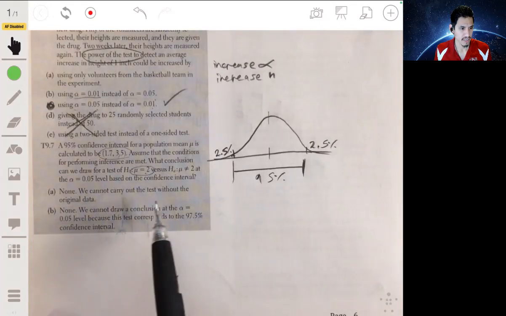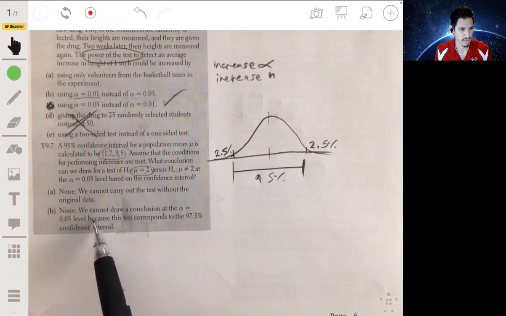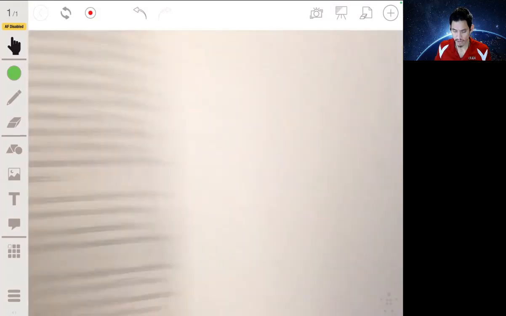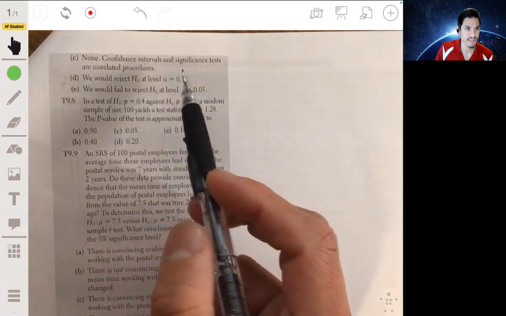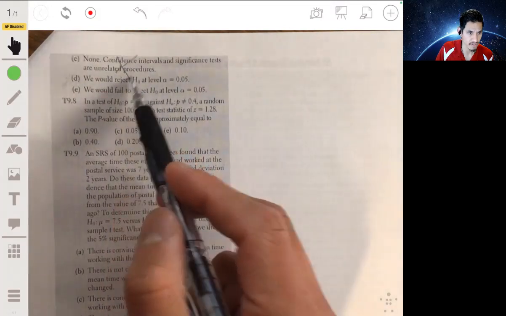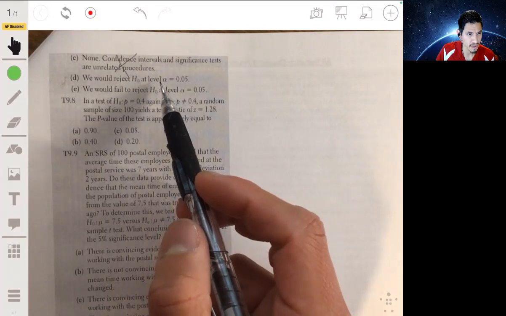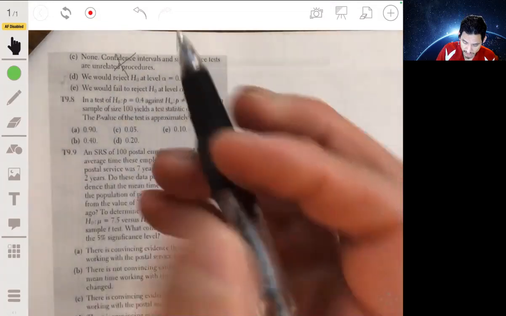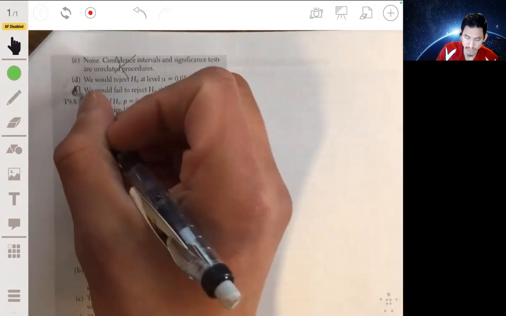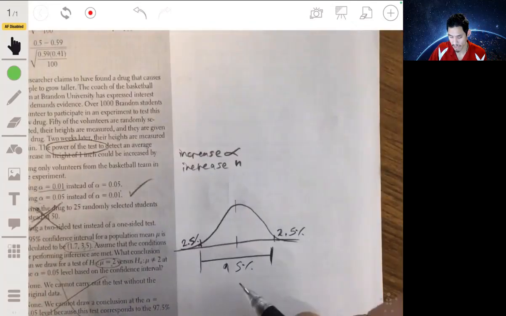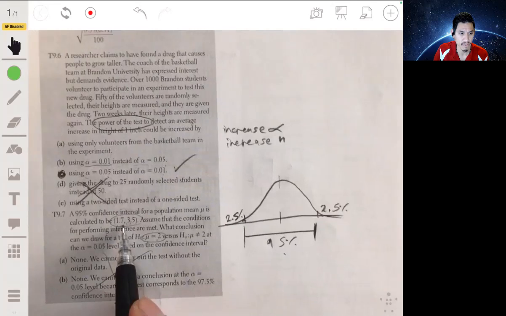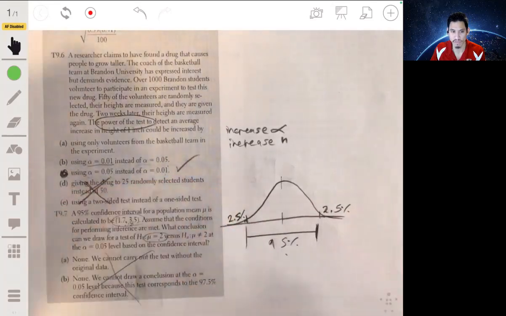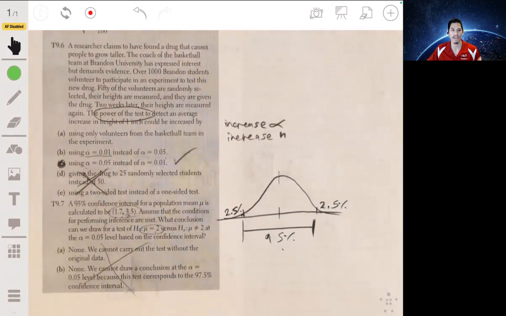None, we cannot carry out the test without the original data. No, we can, so that's not an answer. None, we cannot draw a conclusion at the alpha 0.05 level: these two are wrong. C, confidence intervals and significance tests are unrelated procedures: that is definitely wrong. We reject H0 at the level alpha: no, we would not reject H0, we would fail to reject H0. And so the answer would be E. We fail to reject H0 because we captured our population parameter in our interval. It was not outside the interval, so it was not so extreme that it would occur less than 5% of the time.